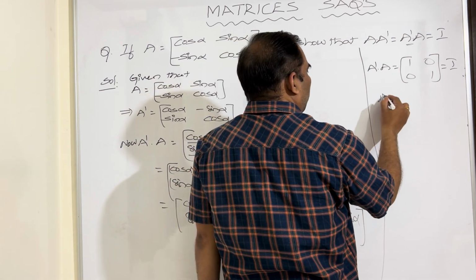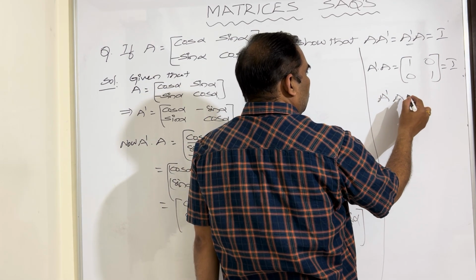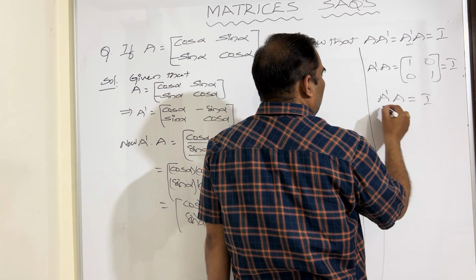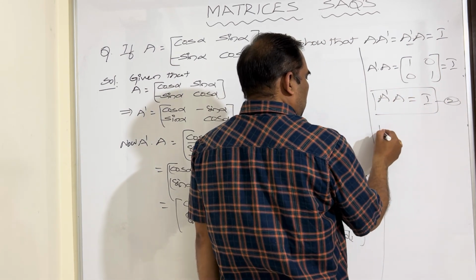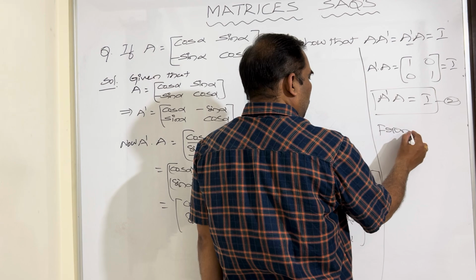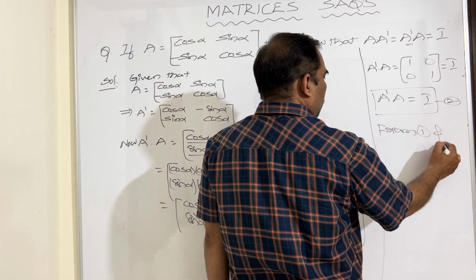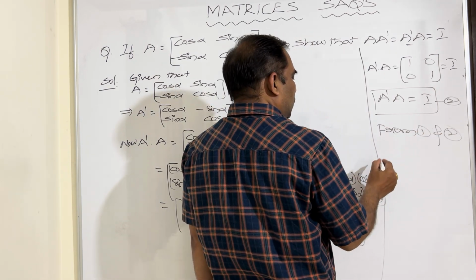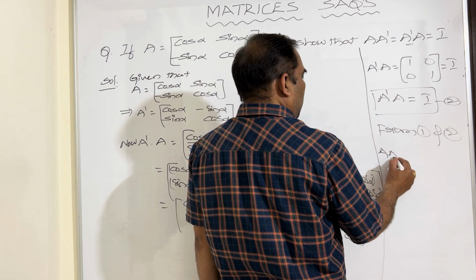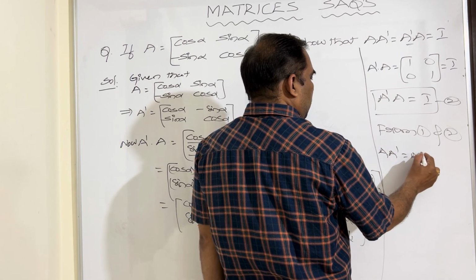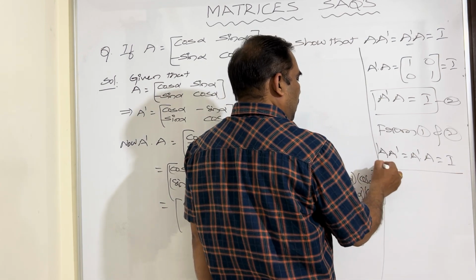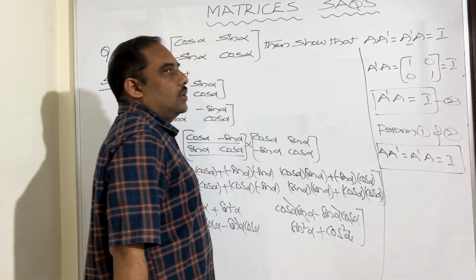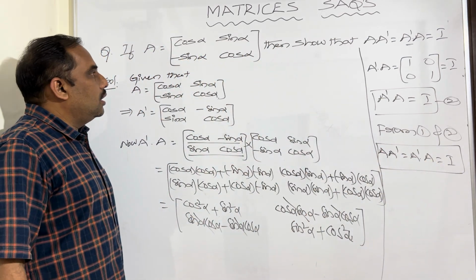So we find that A transpose into A is also equal to I. If we say this is the second condition, then from 1 and 2 we can write that A into A transpose is equal to A transpose into A is equal to the unit matrix. Like this we can prove the given problem.